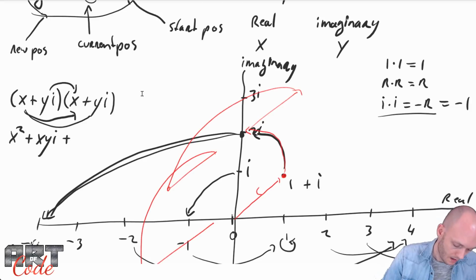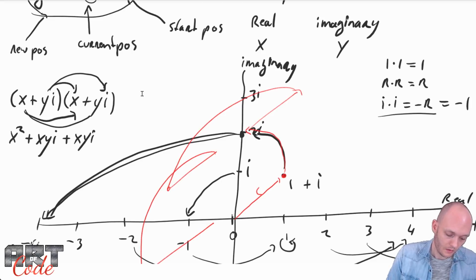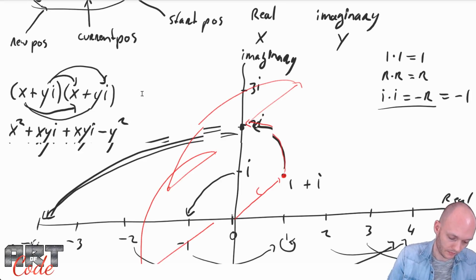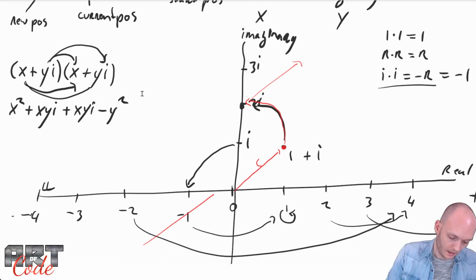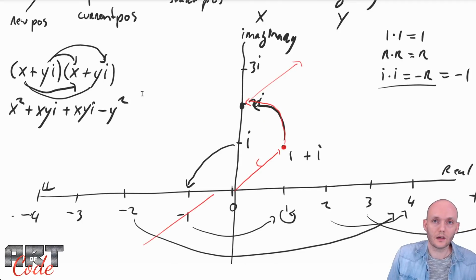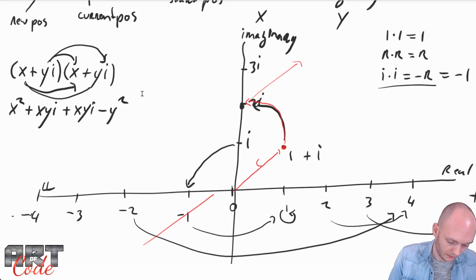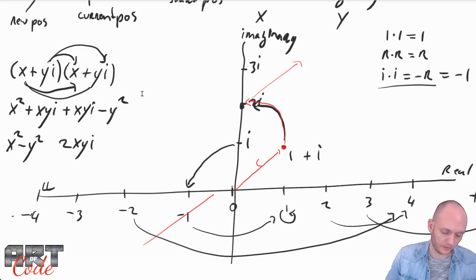xyi. And we have the last one over there, which is yi times yi, which is y squared times minus 1. So it's minus y squared, right? And now we have to, let me just make some space over here. And now we just have to group these together by real and imaginary parts. So the real part would be x squared minus y squared. And the imaginary part would be 2xy, if you want. All right.